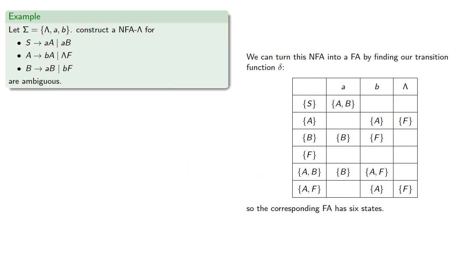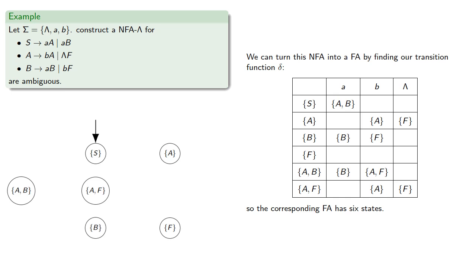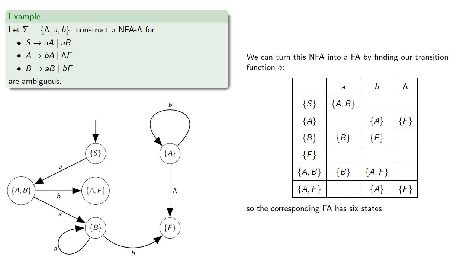And since this is a finite automaton, we can write a new description of our context-free grammar. So we have our states. With our start state S, if we read an A, we go to the state AB. From state A, if we read a B, we go back to itself, while if we read the empty string, we go to F. From B, we can read an A and go back to B, or a B and go to F. From AB, an A takes us to B, and a B takes us to AF. And from AF, a B takes us to A, and an empty string takes us to F.